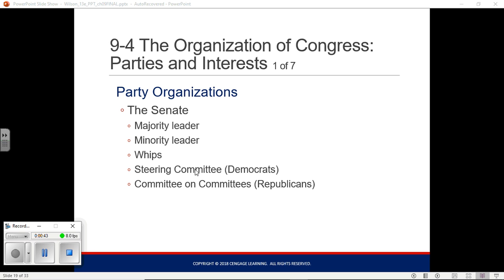So first, let us look at the Senate. We're going to look at both houses and their structure, and then we'll delve deeper into it all. Within the United States Senate, you have the majority leader, obviously representing the majority.